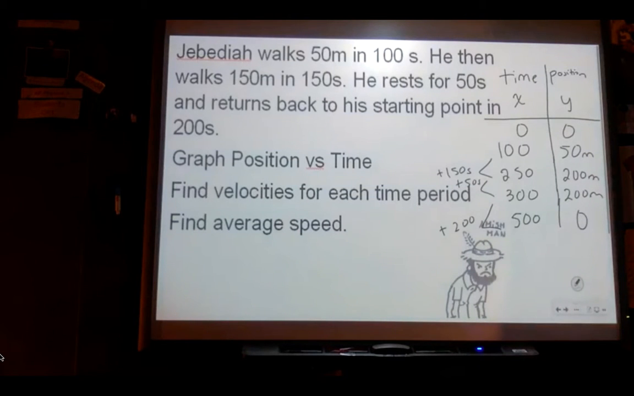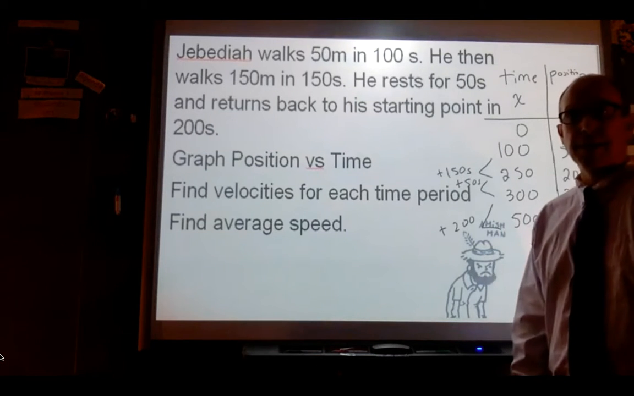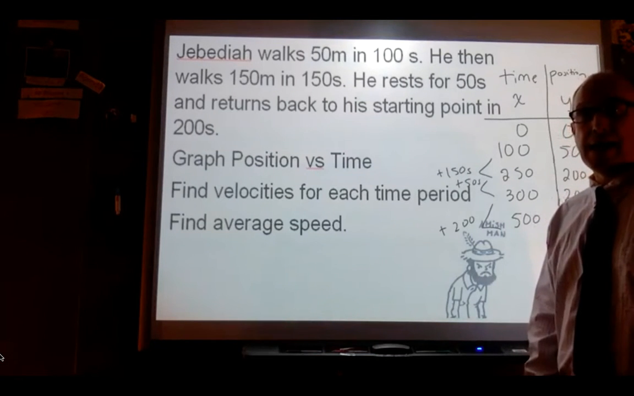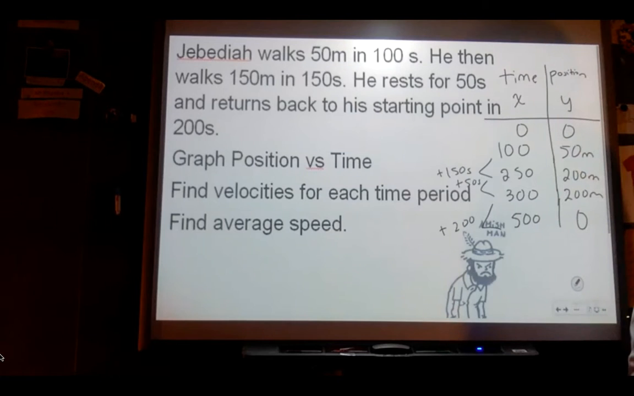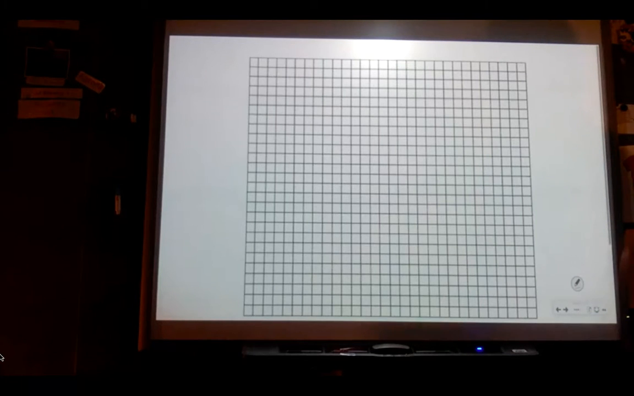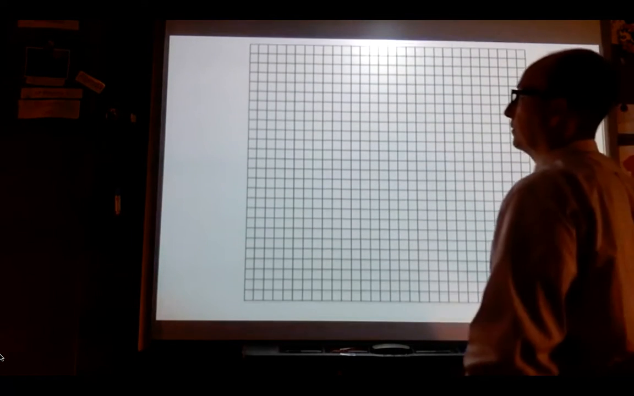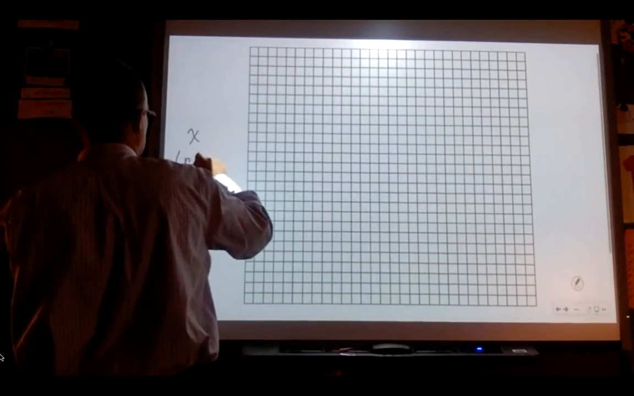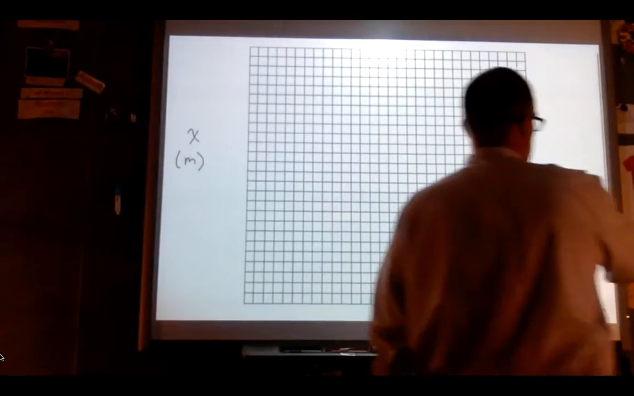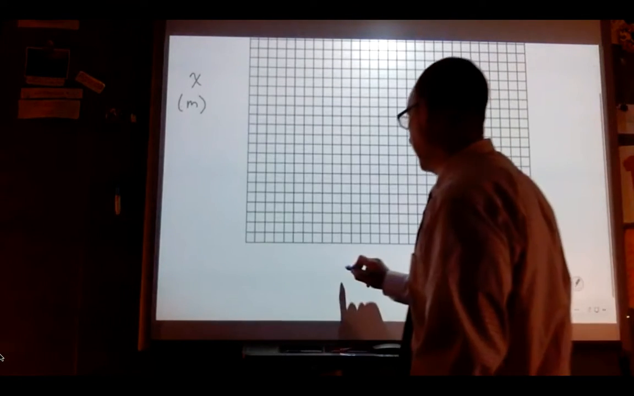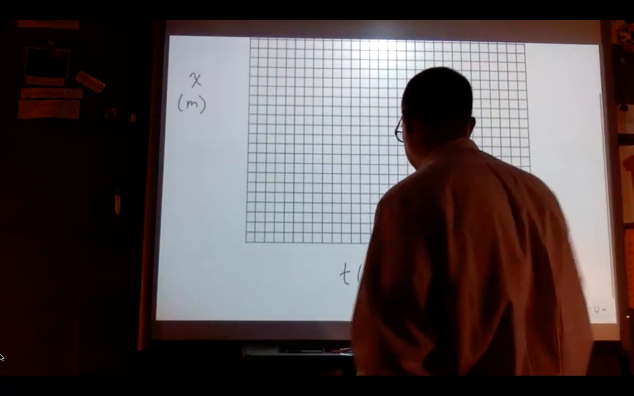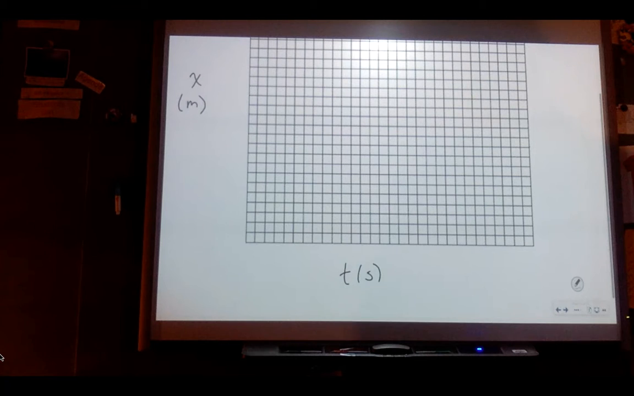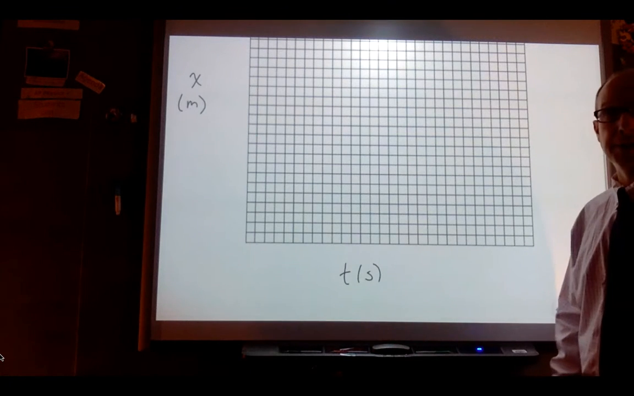So I want to look at what my biggest value is. On the x-axis, my biggest value is 500. On the y-axis, my biggest value is 200. So my y-axis is going to be my position, and I'm going to measure this in meters. My x-axis is going to be my time, and I'm going to measure this in seconds. You don't need to do any more than just put down what the letter is.